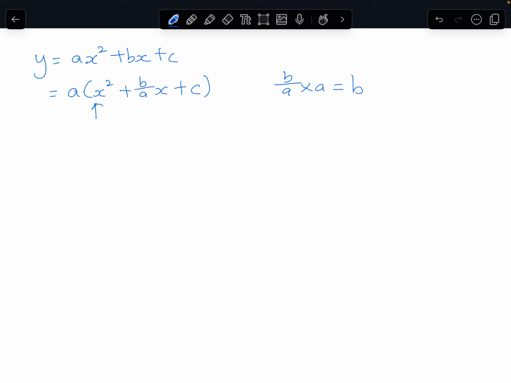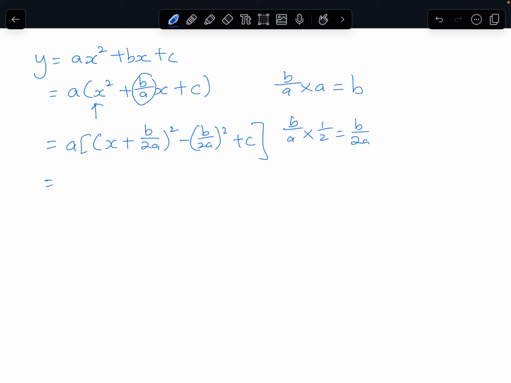Now, I'm going to start completing the square. Alright, and I'm going to do x plus, and I'm going to take half the coefficient of b over a. That's going to give me b over 2a because b over a times half gives me b over 2a. So this is b over 2a squared. Then I'm going to subtract this b over 2a and square it again. And I'll put plus c.